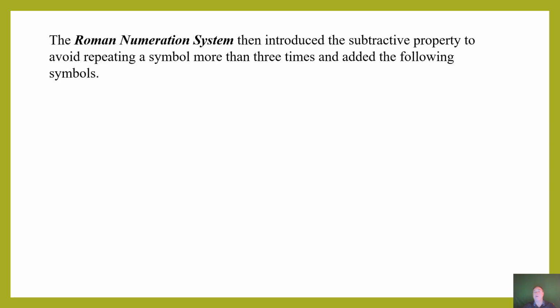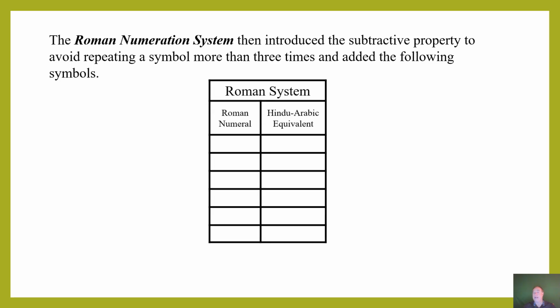Now, continuing on, the Roman numeration system then introduced the subtractive property to avoid repeating a symbol more than 3 times and added the following symbols. They added an IV. The I is smaller than a V, so now we're putting a smaller symbol in front of a larger. So IV represented 4. We put an I in front of 10, so it's IX, which is 9, 1 less than 10. If I did XL, that's 10 less than 50, which is 40. XC would be 10 less than 100, which would be 90.